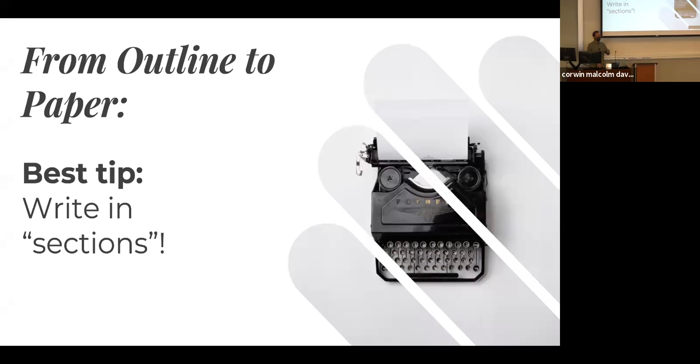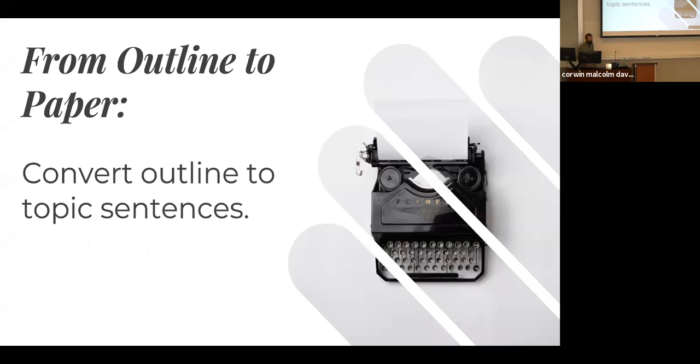It's like a 3-point sermon. If I'm trying to get to one place, there are 3 big pieces. The smaller pieces I'll deal with within each big section, but I need to be able to think through what are my big sections that the paper is going to have. Then you can convert that outline to topic sentences.